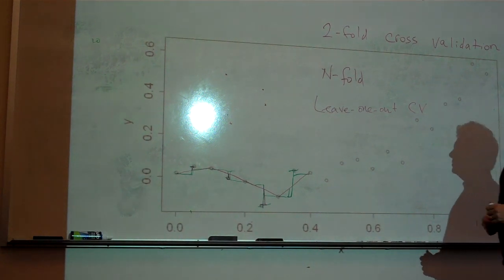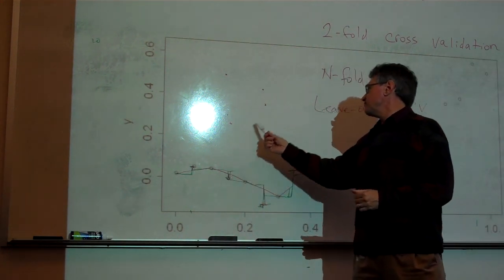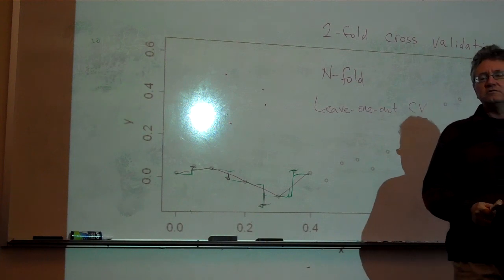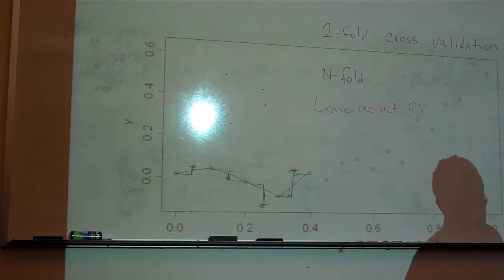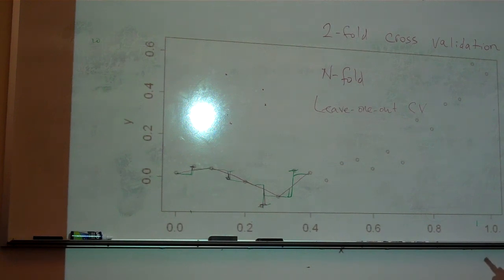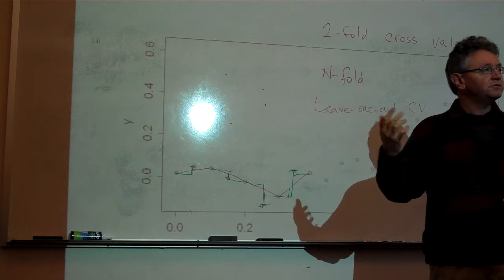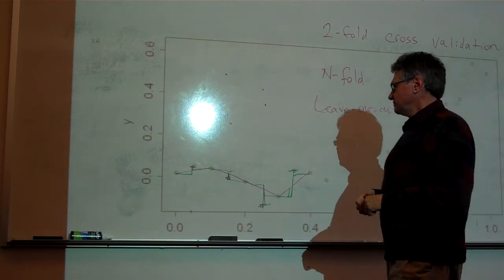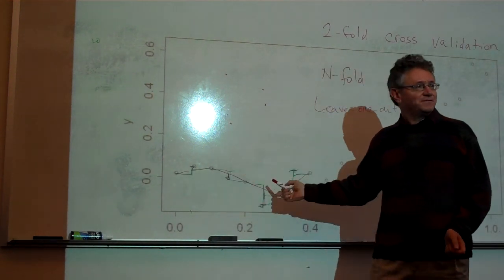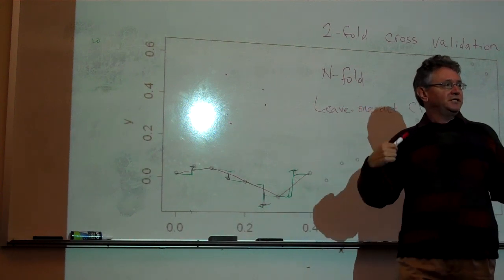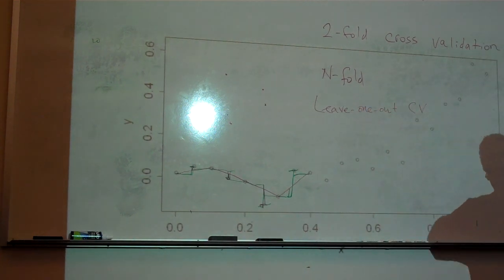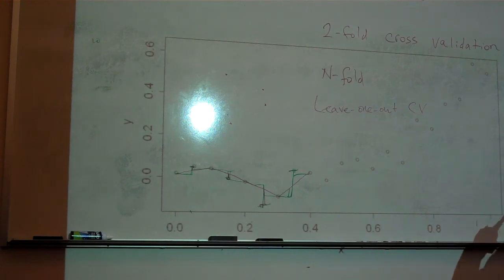So in the case here, what I did was leave one out cross-validation for a range of values of p. For p equals 0, I did leave one out cross-validation and got a mean squared prediction error. For p equals 1, I did leave one out cross-validation and got a mean squared prediction error.